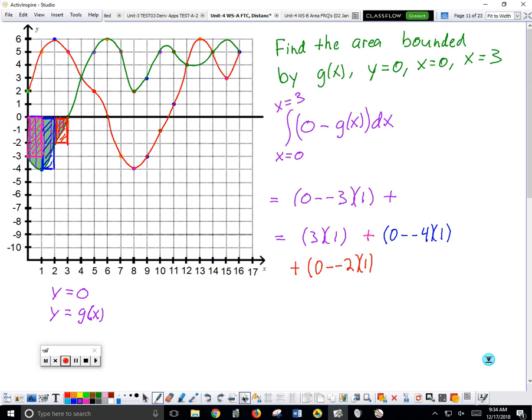So this would become 3 times 1 plus 4 times 1 plus 2, so that's 9. So my approximation for this area in green is 9. Anybody else?